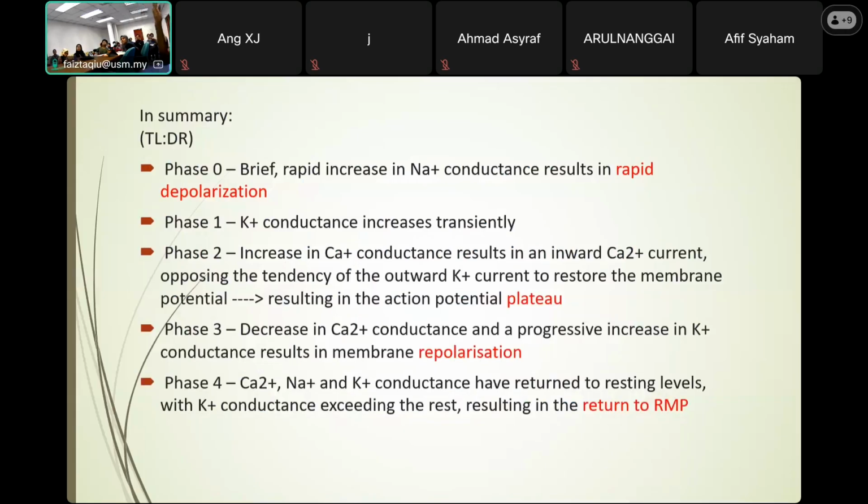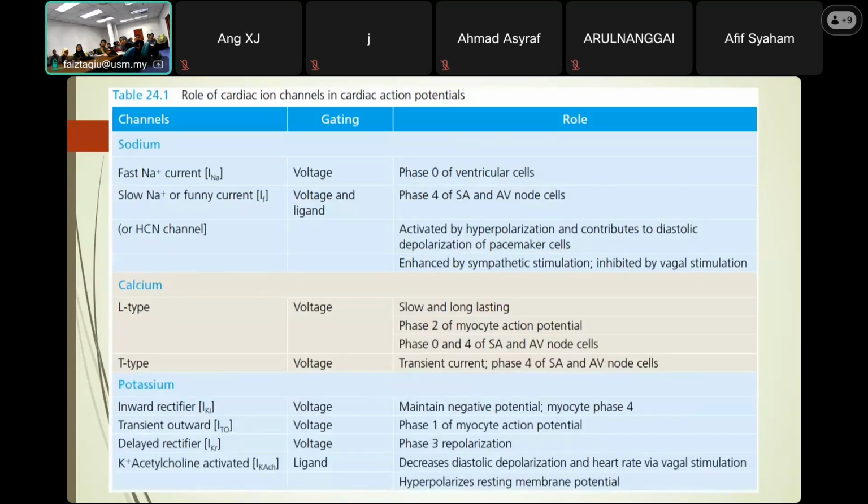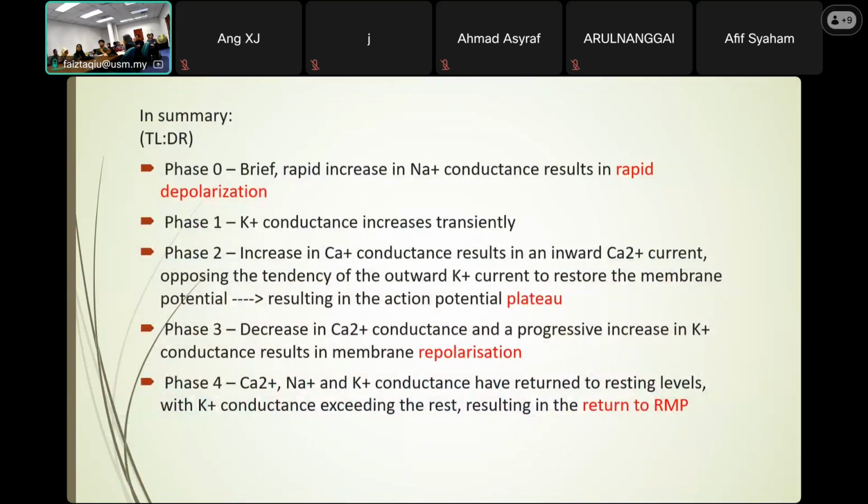Phase 3 is repolarization, with a decrease in calcium conductance and a progressive increase in potassium conductance, or potassium efflux, resulting in membrane repolarization. And phase 4, calcium, sodium, and potassium conductance have returned to resting levels, where you return to the RMP. So you can see the ionic basis involved along the action potential is only three ions.